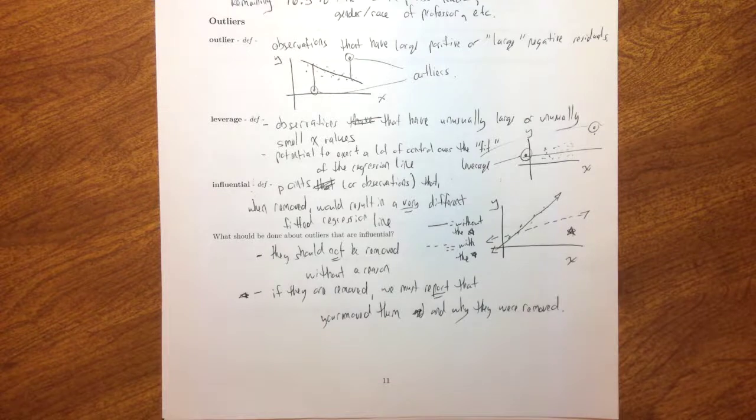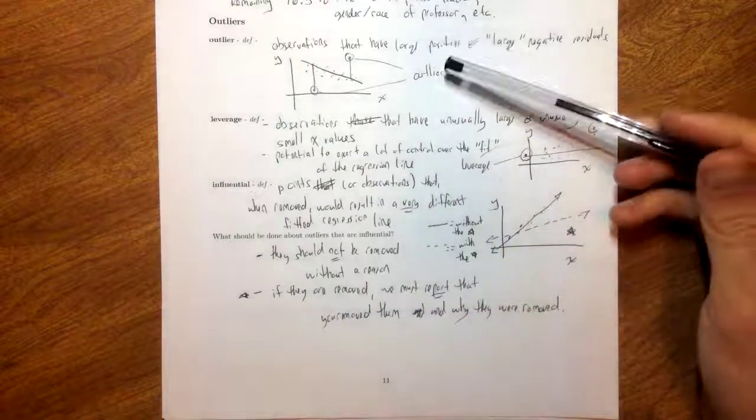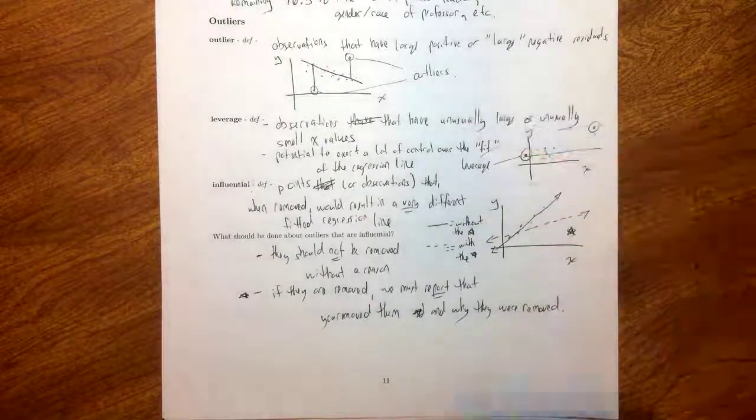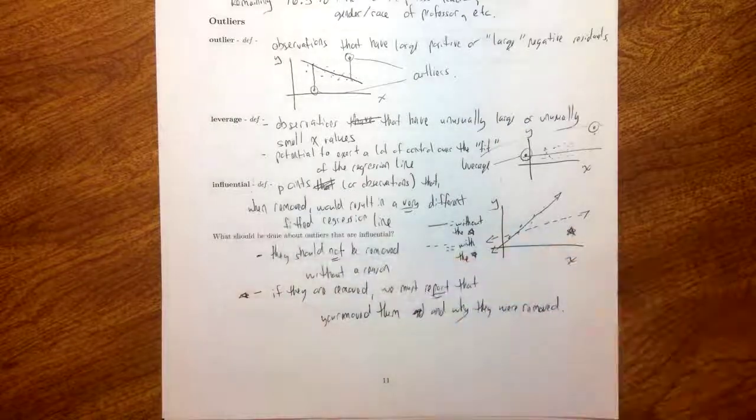All right, so that's about it for these topics. We'll see them pop up a little bit here and there, but otherwise we're not going to delve any deeper into these different definitions of outliers, leverage, and influence.